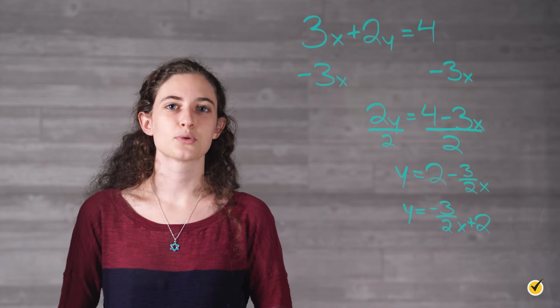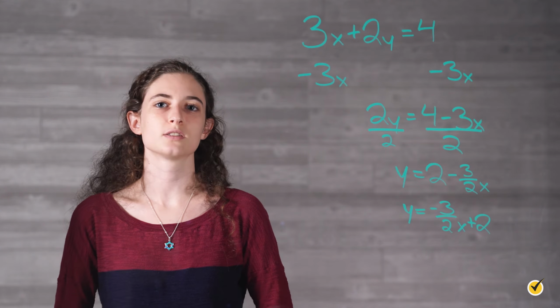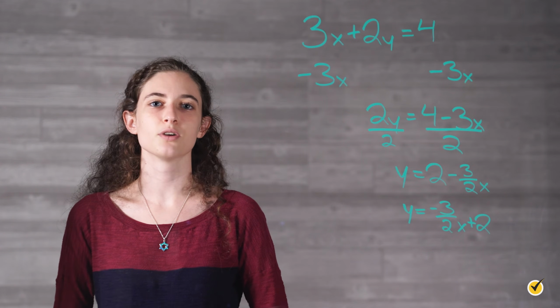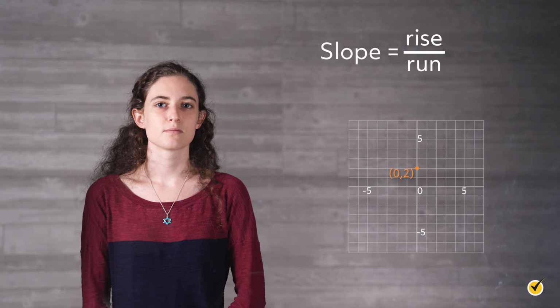The constant in this equation, b equals 2, represents the point where the line crosses the y-axis, the point 0, 2. To graph a line in this form, plot the y-intercept at 0, 2. A second point on the line is plotted by moving in a vertical direction, often referred to as the rise, and then a horizontal direction, referred to as the run. These directions are known by looking at the slope, m equals negative 3 halves.